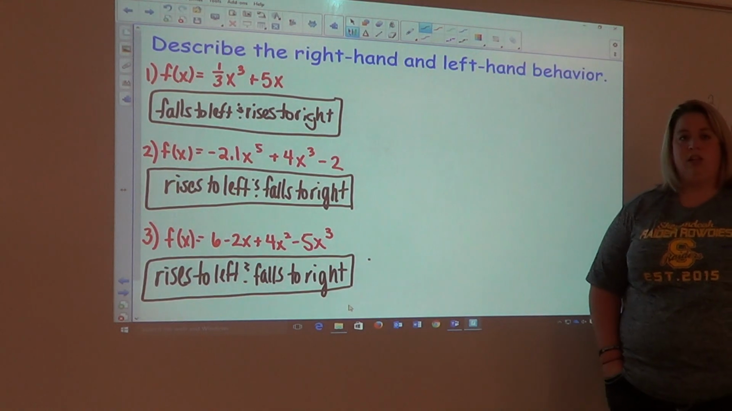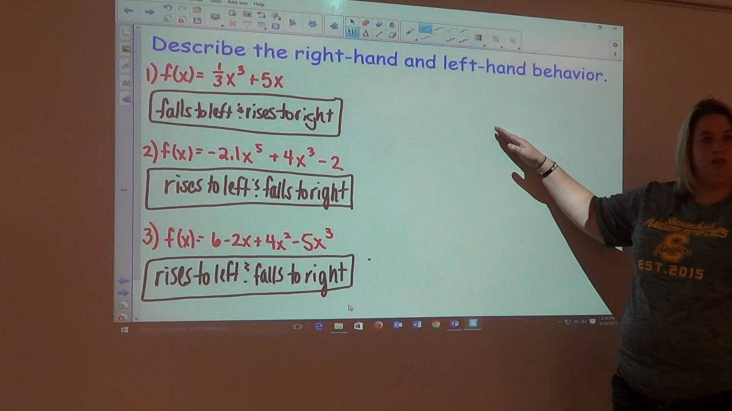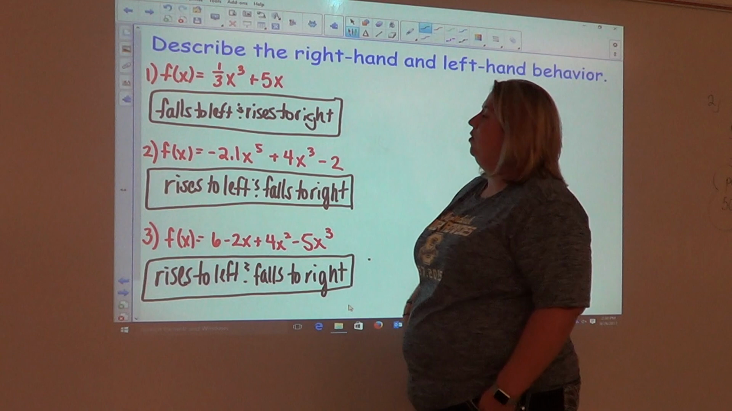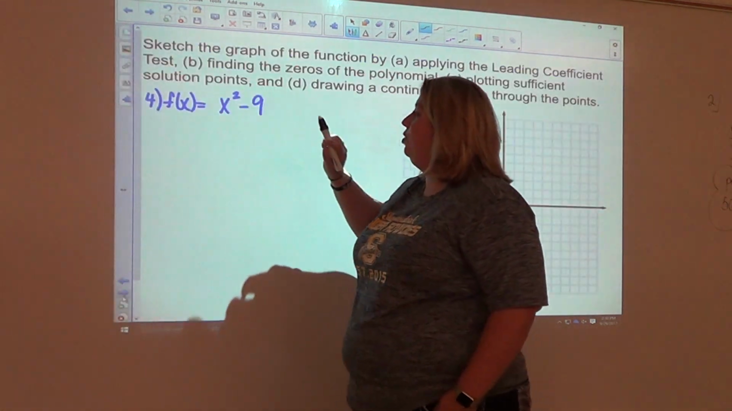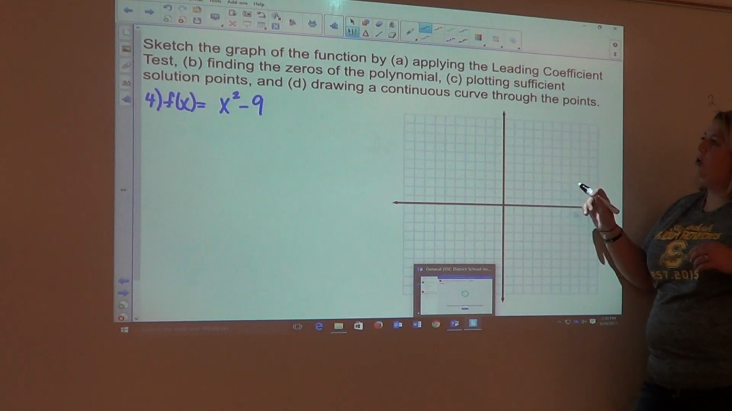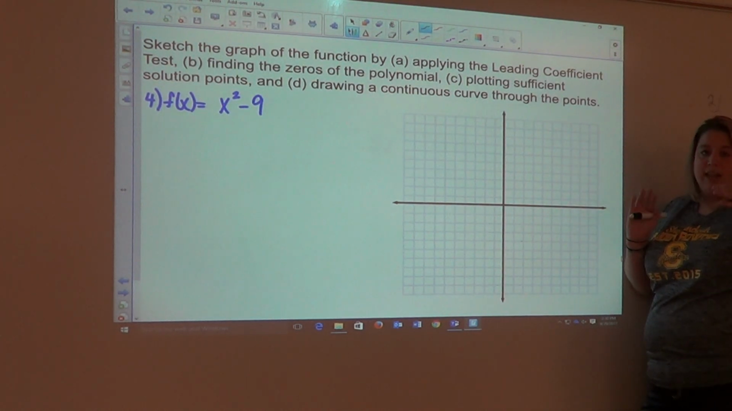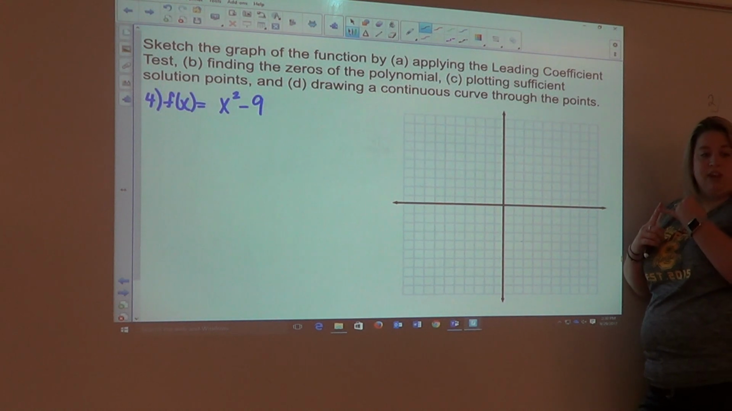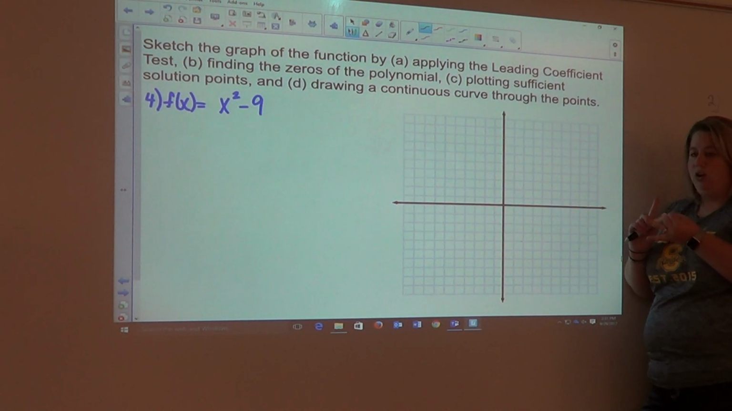Are there any questions on end behavior, right and left hand behavior? Okay. Alright, for the graphing, you may want to simplify these directions for yourself. The leading coefficient test is determining the right and left hand behavior. So we're going to find the right and left hand behavior, then we're going to find the zeros, and then we're going to graph. That's what this all means. You're going to find the zeros, and you're going to graph.